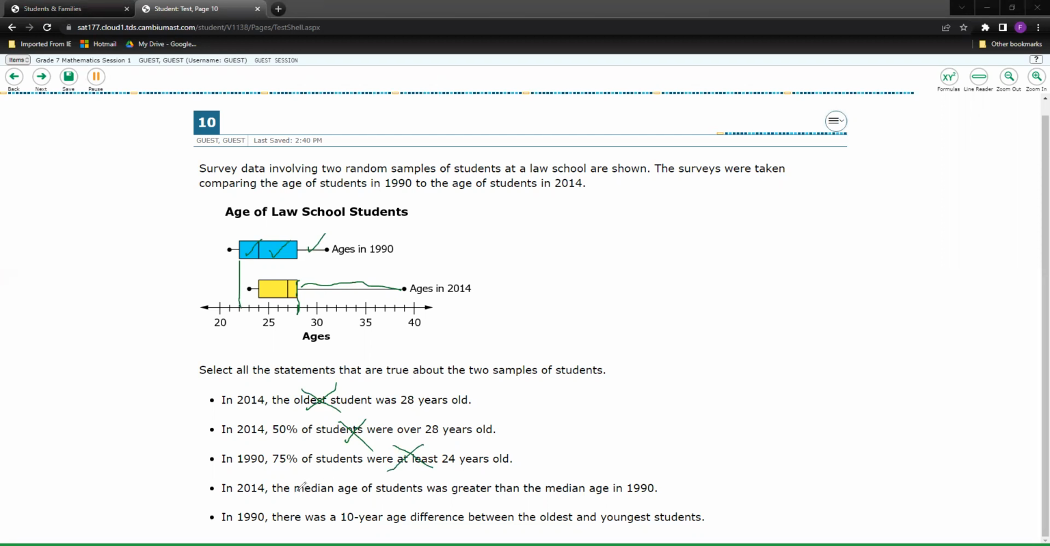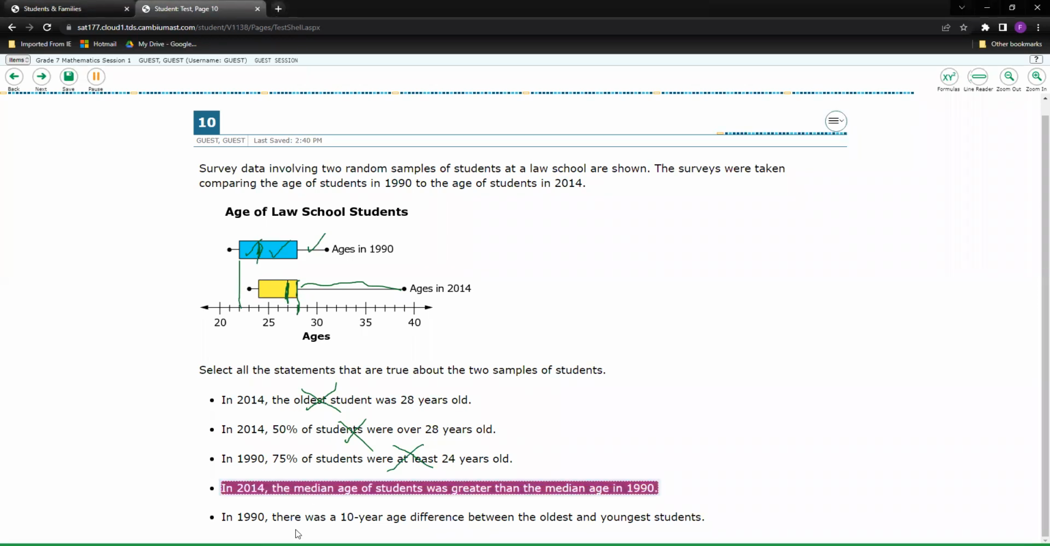In 2014, the median, which is the line inside the box, was greater than in 1990. So this line right here is 27, which is more than 24. So yes, this is correct.